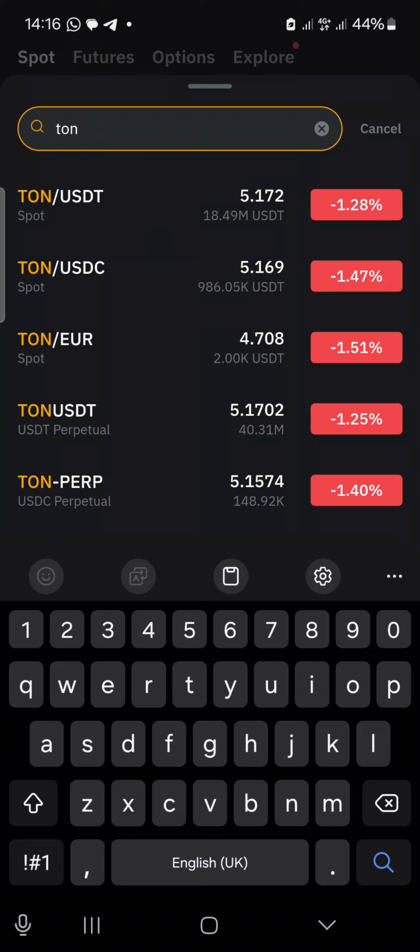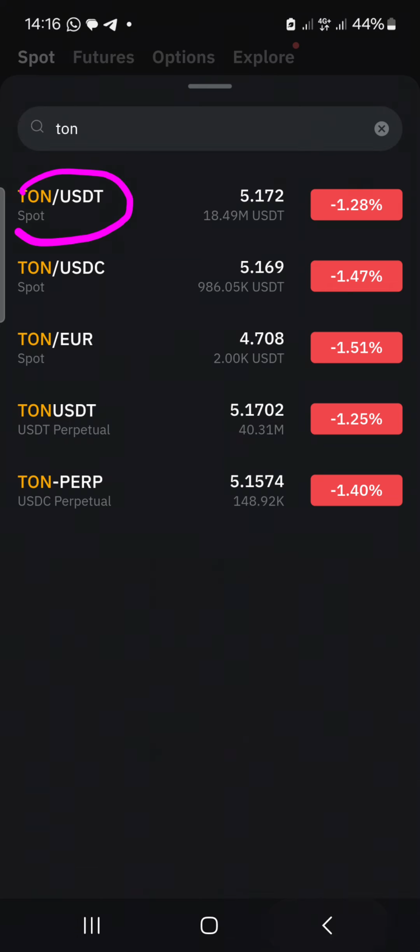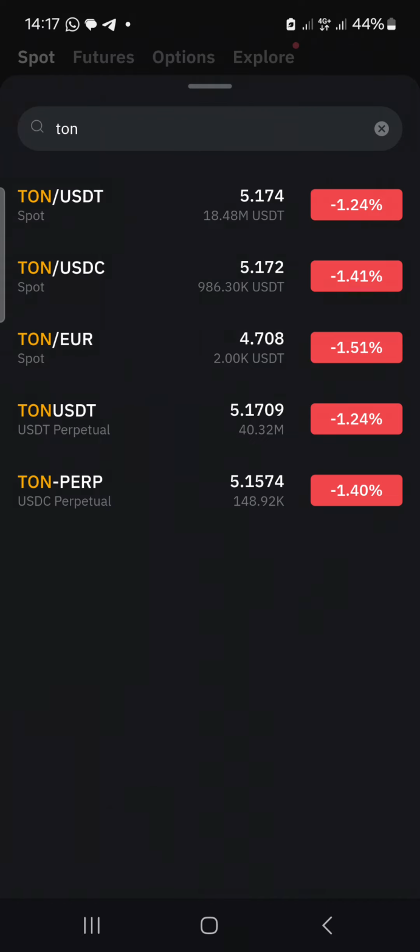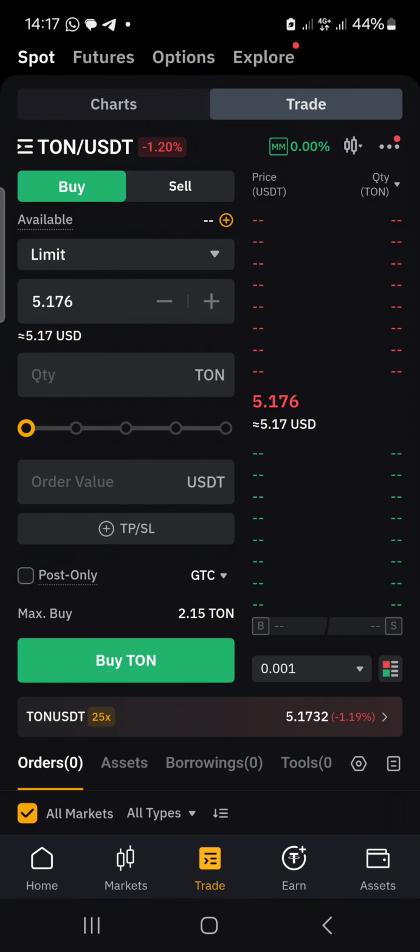Since it is USDT you want to use to buy TON, you choose this pair. As you can see, TON has different pairs down here. It has this, this, this, this. But you're not interested in those ones. You want to trade the TON USDT pair. So you choose TON USDT, this one that has spot under it. You see the spot written under it, right? So you click on that pair.